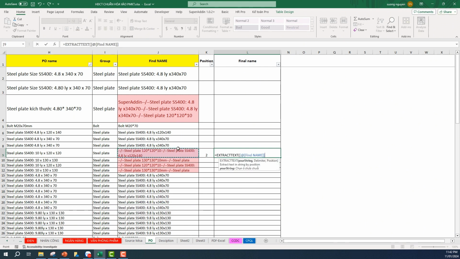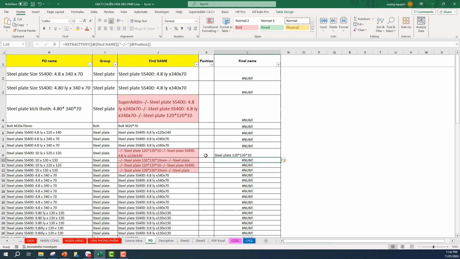Next, we have to choose one result in each red cell by the extract text formula. All white cells are exact results, so we don't need to extract them.